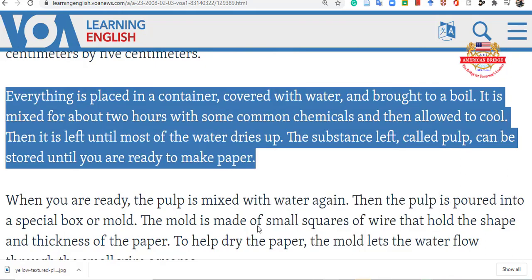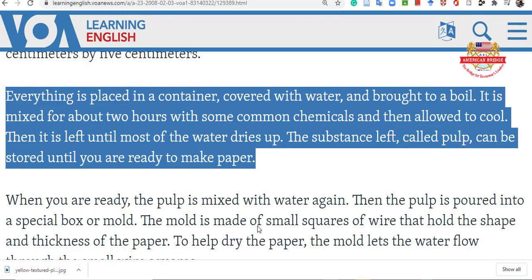Everything is placed in a container, covered with water, and brought to a boil. It is mixed for about 2 hours with some common chemicals and then allowed to cool. Then it is left until most of the water dries up. The substance left, called pulp, can be stored until you are ready to make paper.